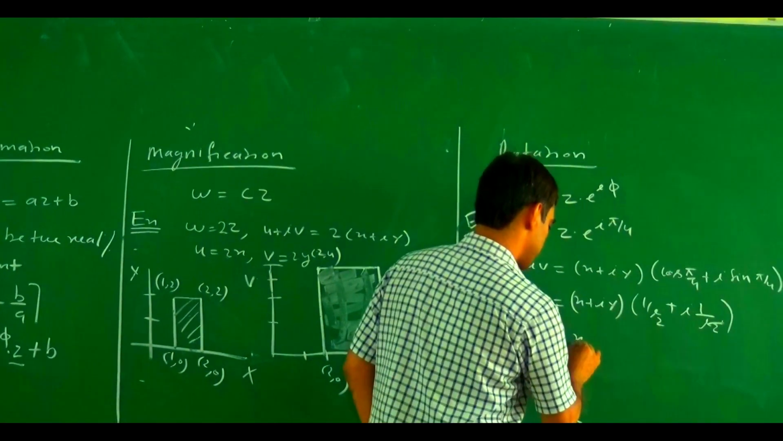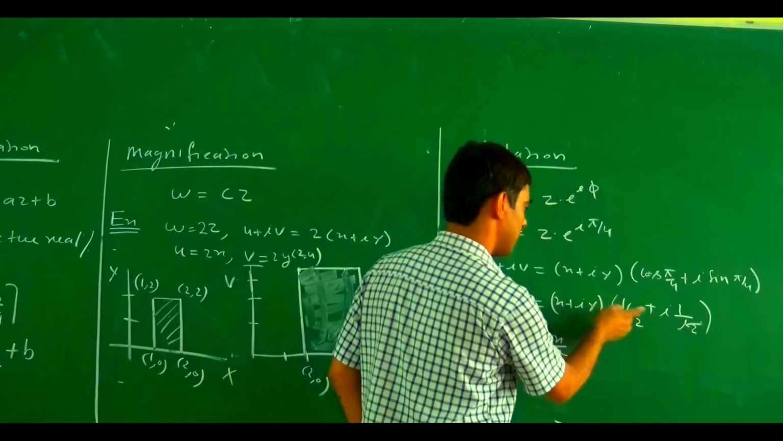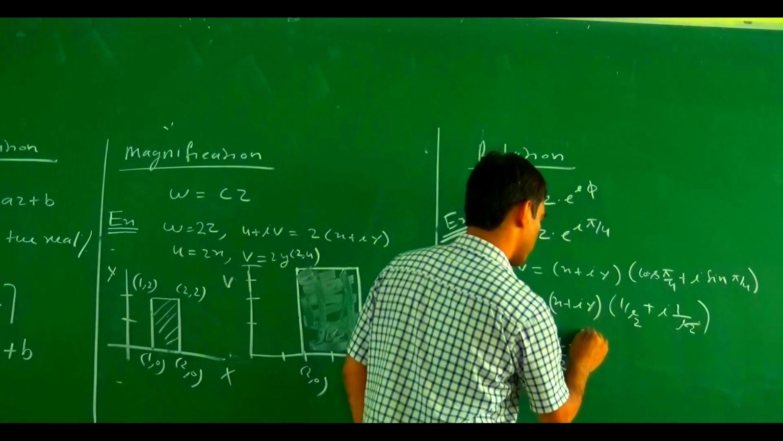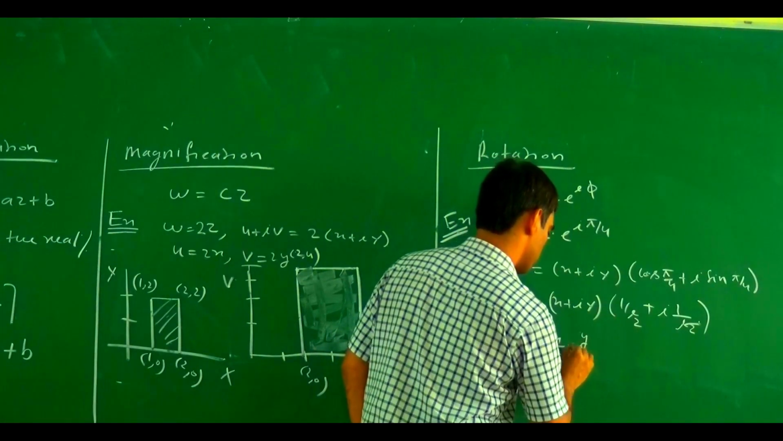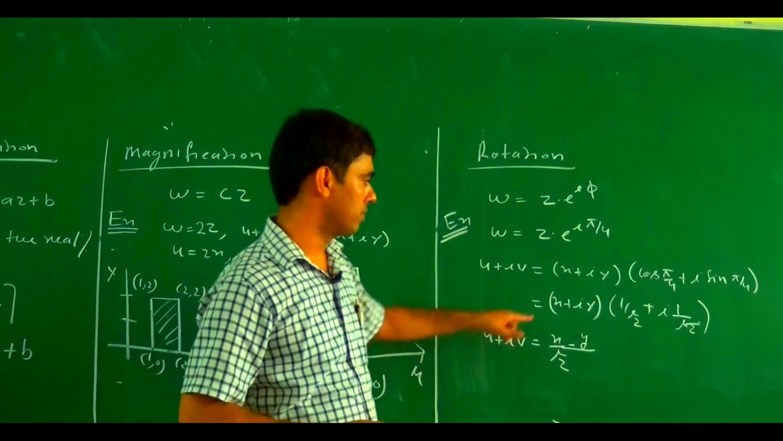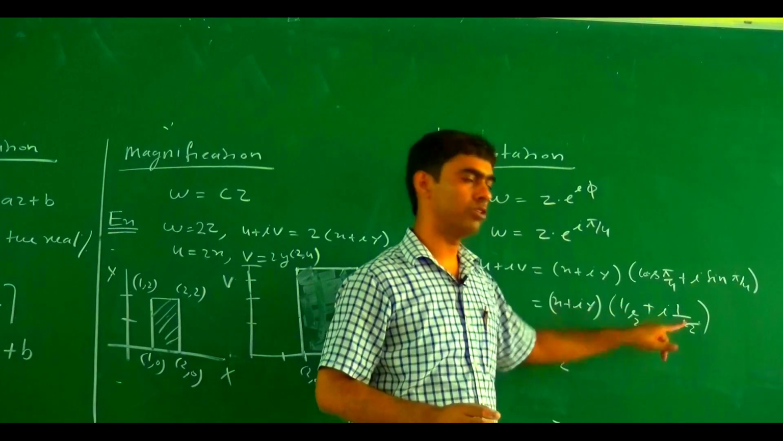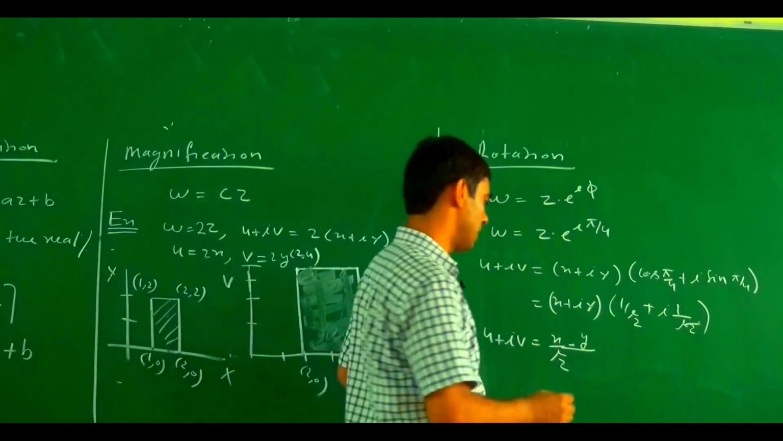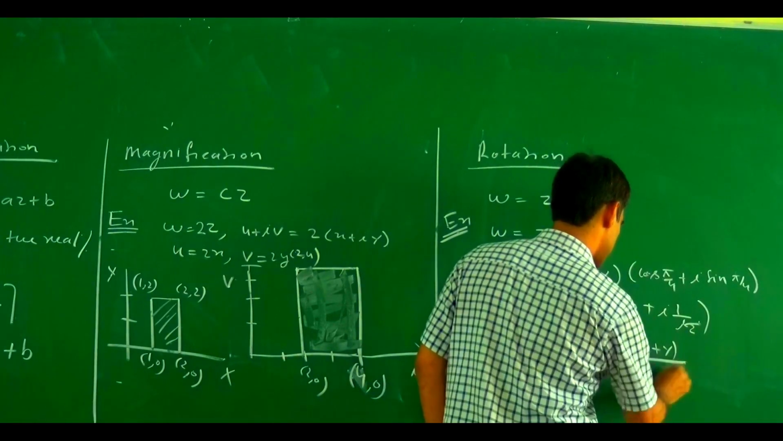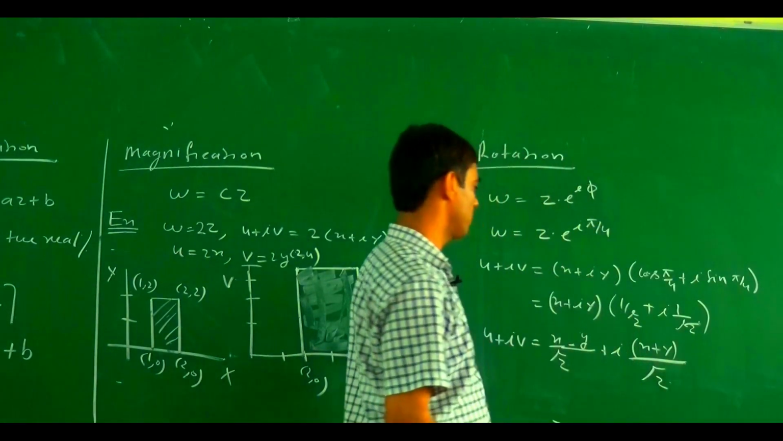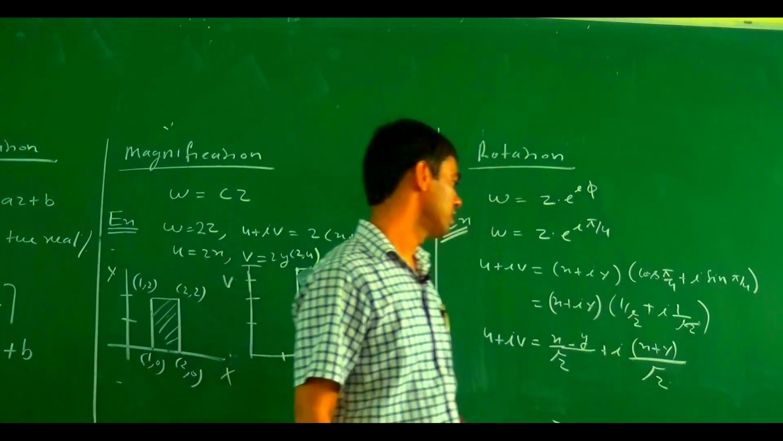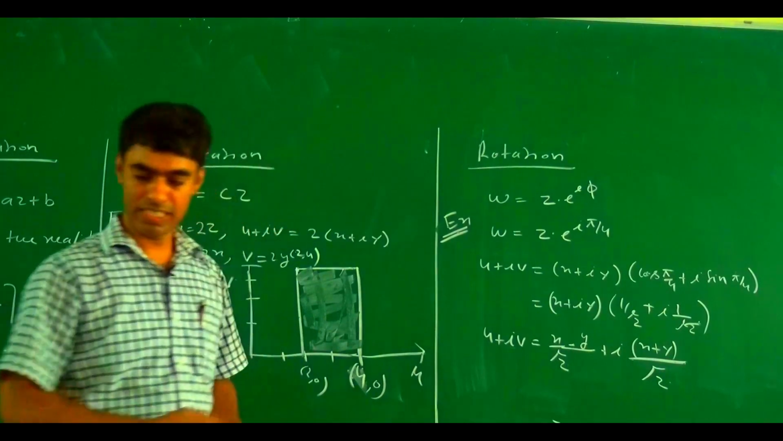This becomes x by root 2, and this one is multiplied by i squared, then minus y by root 2. So x minus y by root 2, this one is the real part, because x by root 2 and y by root 2 times i squared. And what is the imaginary part? Plus i times x plus y by root 2. So this is the real and imaginary part.